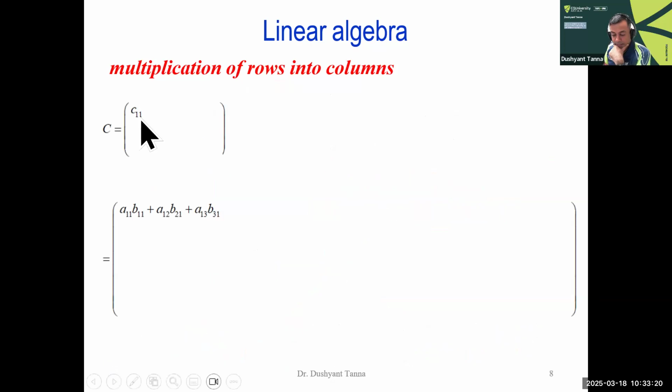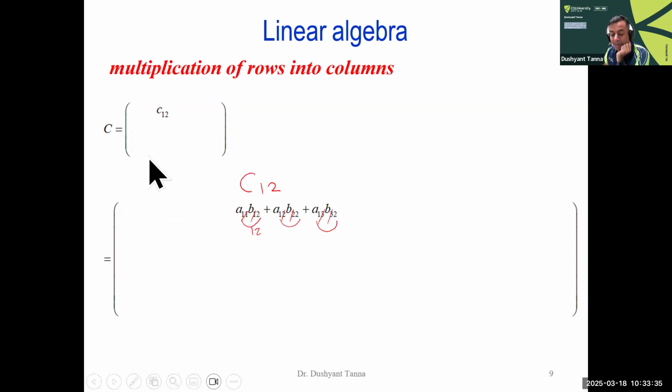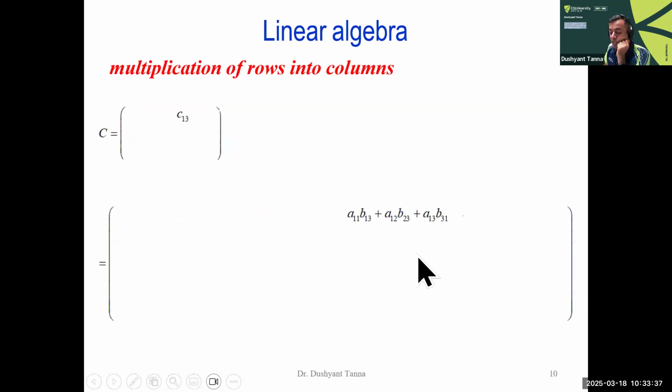Okay, so again, as I said, the pattern is we are able to eliminate the common number. So what is left over? 1, 1, 1, 1, 1, 1 is left over. The same thing can happen with all the elements. If I'm talking about C13, first row with the third column.